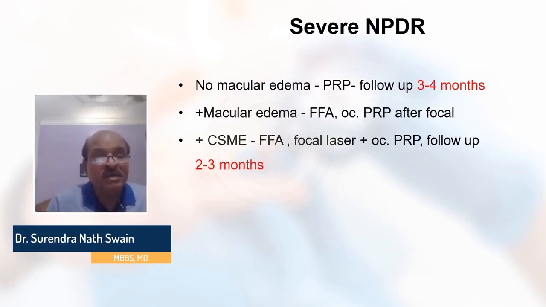Severe non-proliferative diabetic retinopathy, where there is no macular edema, and PRP: follow-up is 3 to 4 months; plus macular edema on fluorescein angiography, PRP after focal; and clinically significant macular edema on fluorescein angiography, focal laser is given. So PRP follow-up every 2 to 3 months. Very close follow-up is necessary in these cases.